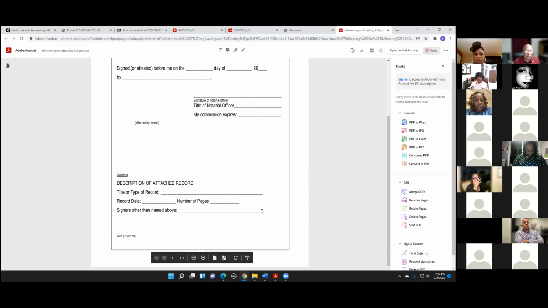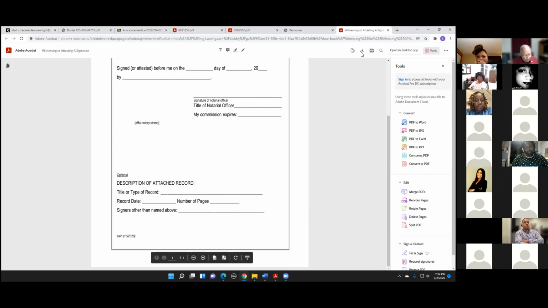And then down here at the bottom, you just put in what type of record it is. Just look at the title of it, but write down the title. The date that you're doing this, if there are many pages, put in a number of pages. And then if anybody else's name is on there, other than the signer, then you put that information there. Any questions about witness or attest?